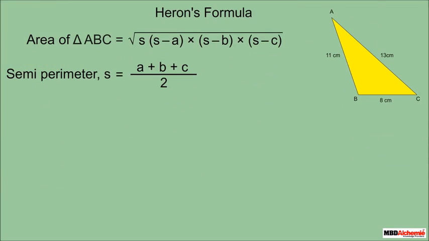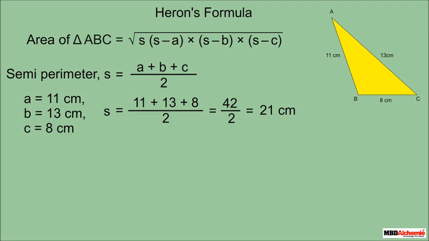Let us apply it to calculate the area of Neil's triangle. First, we find the semi-perimeter of the triangle. That is, s is equal to (11 plus 13 plus 8) divided by 2, that is, equal to 21 centimeters. Now, we apply the formula to calculate the area.